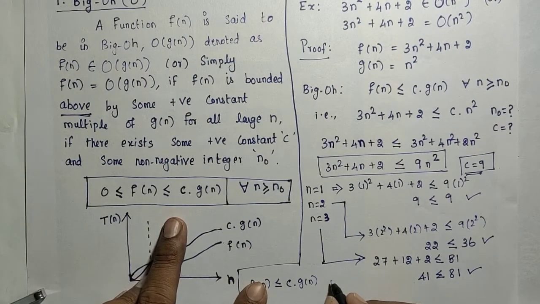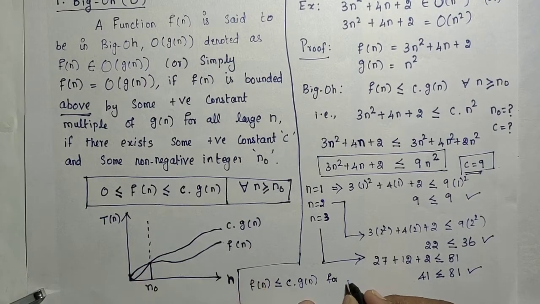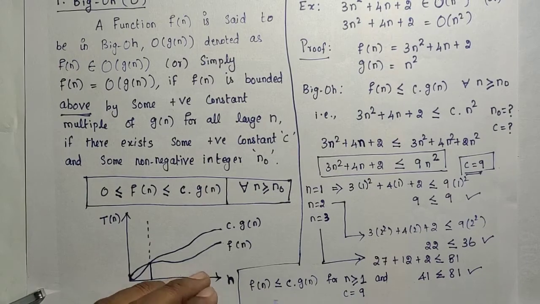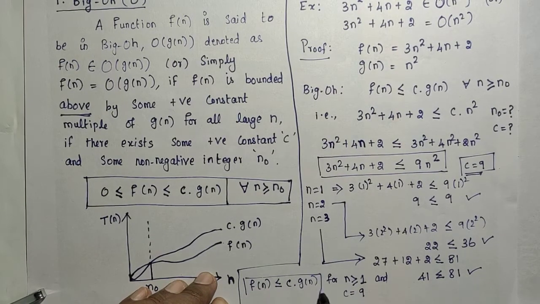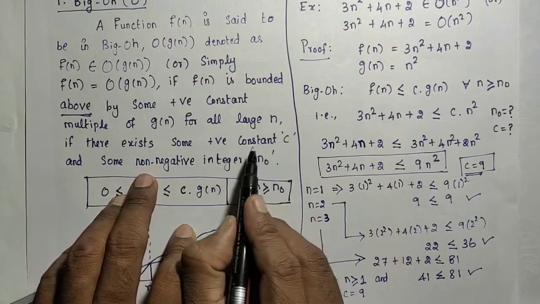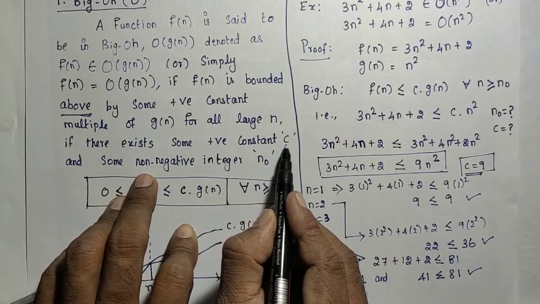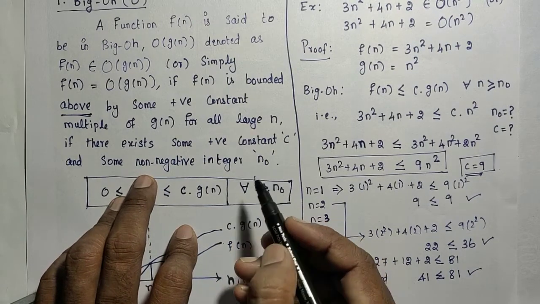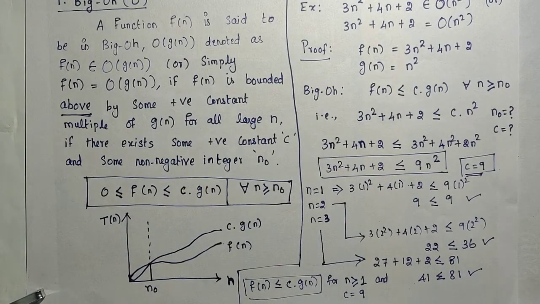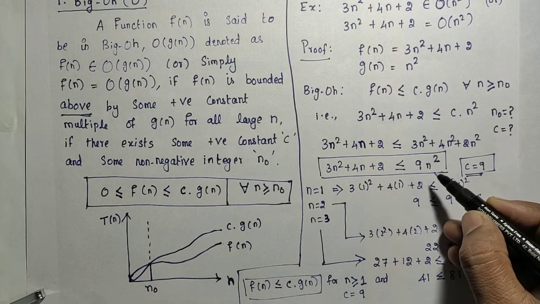For all n greater than or equal to 1 and the C value equal to 9, this condition is true. Be clear about what C and n naught are. C is a positive constant and n naught is a non-negative integer. It means that C may be a decimal number also. It may be 0.5 or 0.2 or 0.3. It is not necessarily 9 like that proof.